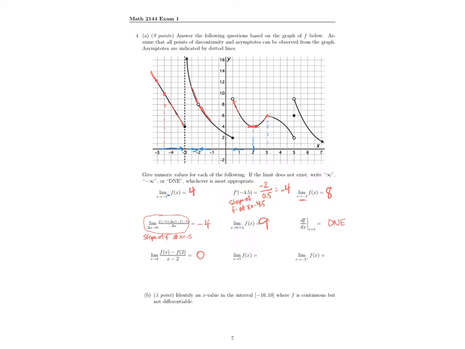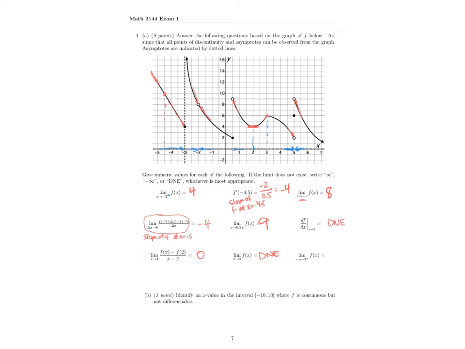Now I want to look at the limit as x approaches 5 of f of x. And so as I come in towards 5 from the left and right, so it's a two-sided limit. As I come in from the left, it looks like the y value is approaching 2. And as I come in from the right, the y value is approaching 9. So since the left and right limits are not the same, this two-sided limit does not exist.